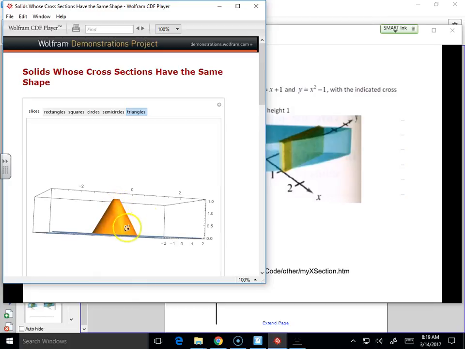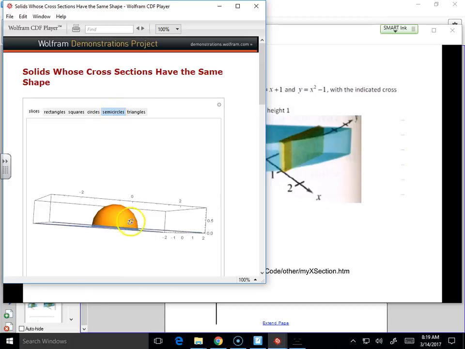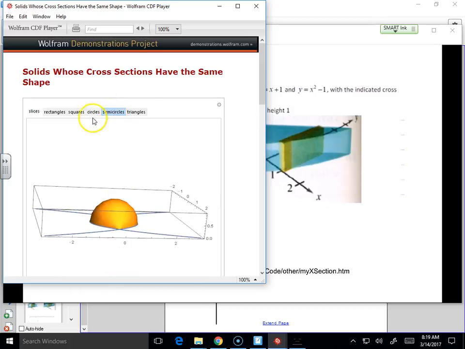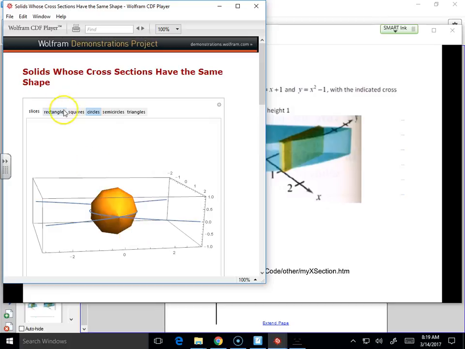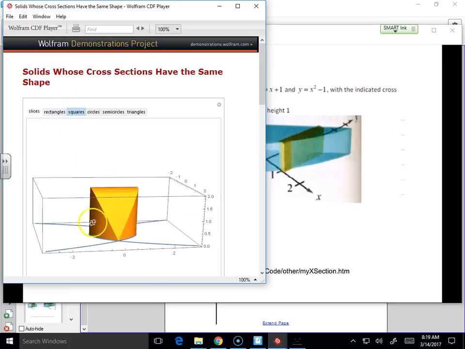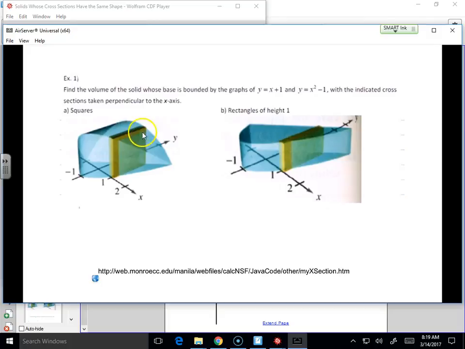And can anyone tell what the cross-sectional slice would be if I was to take a knife and slice it right here and separate? What would it look like? A triangle. How about now? A semicircle, right? How about right now? A circle. How about now? That one's weird. Hey, that looks a lot like that one though, right?